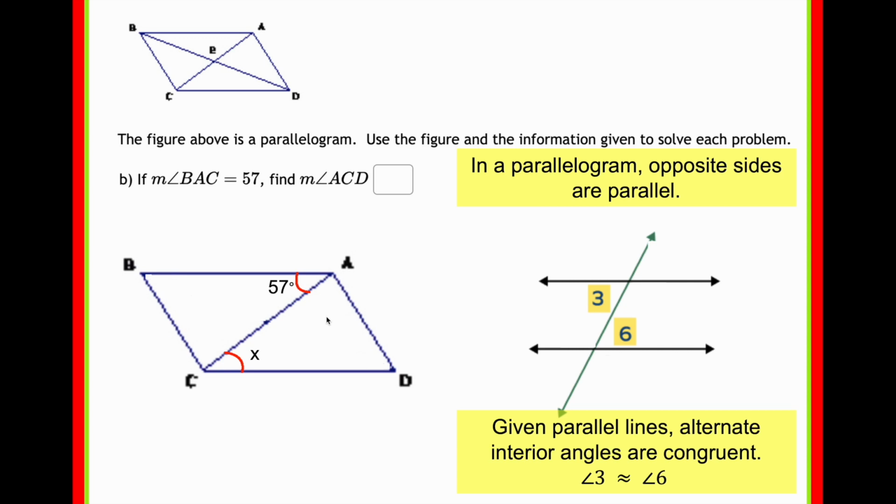Why do we have parallel lines? Because in a parallelogram, opposite sides are parallel. So the fact that they're parallel means these two are equal. So our final answer is 57.